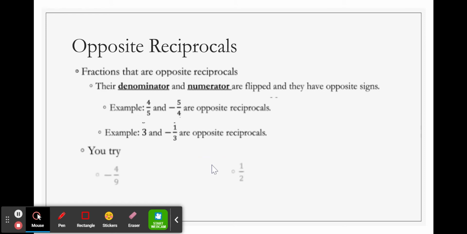So see if you can try. Try these two examples and see if you can write the opposite reciprocal. So for -4/9, you would flip it and it would become 9/4, and it's positive because it has to be the opposite sign. 1/2, you would flip it and it would become -2, and it's the opposite, so it has to be -2.